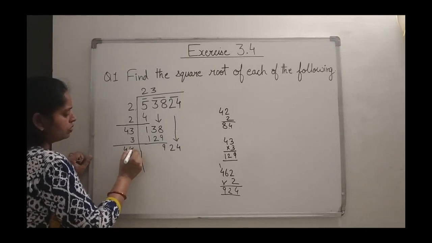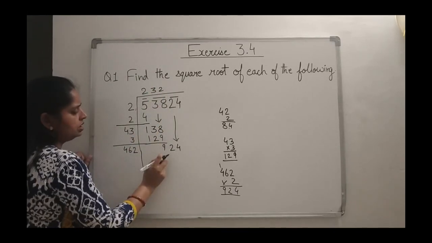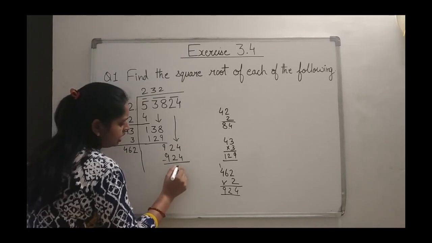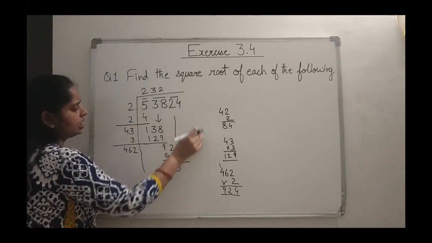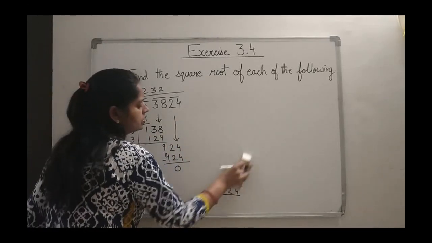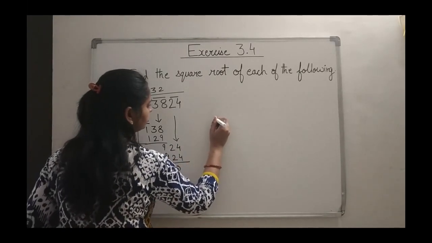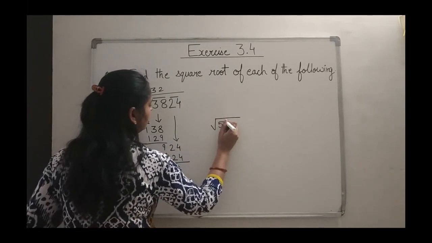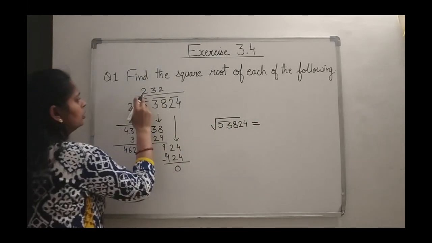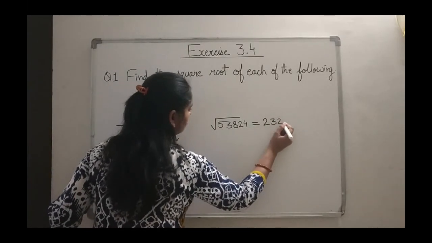So I put here 2, here also 2, 462, 2s are is how much? 924. And when we subtract, it will come 0. And next I am not having any pair in. So I have done with my square root. And what will be the answer? Square root of 53824 is equal to how much? 232. 232. Okay?